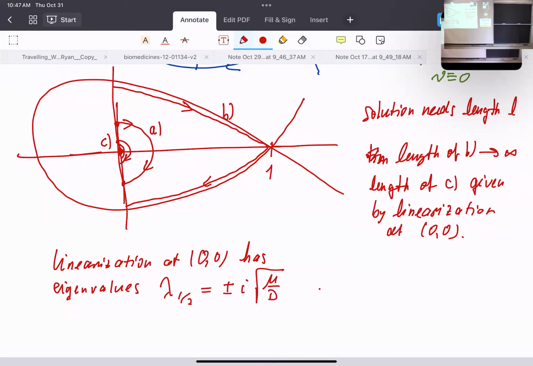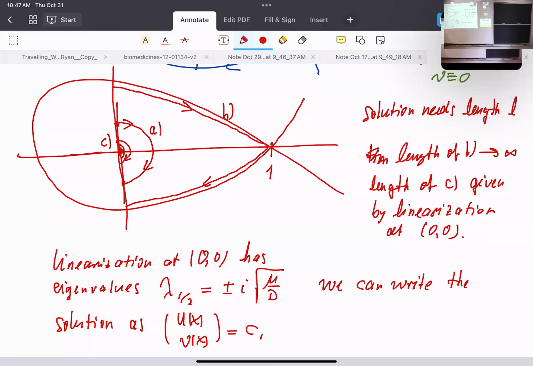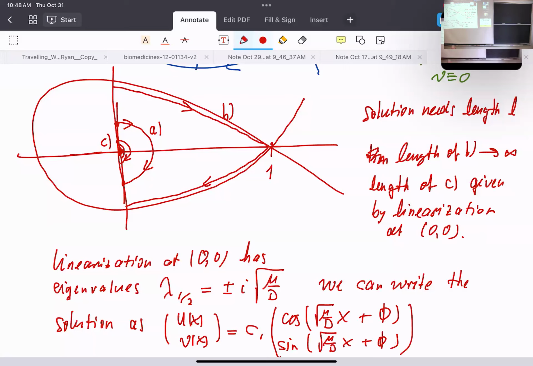So let's do that. We can write the solution, or a complex exponential. Exactly. We can write the solution using sine and cosine, as u of x and v of x. This is now two components, like a coefficient, and then we have cosine of this eigenvalue, root of mu divided by d x, and then we can have a phase shift phi and sine of root of mu over d x plus a phase shift phi. Long, long ago, when you were all young and enthusiastic mathematicians, you might have seen this somewhere. Or maybe not so long ago, I don't know.